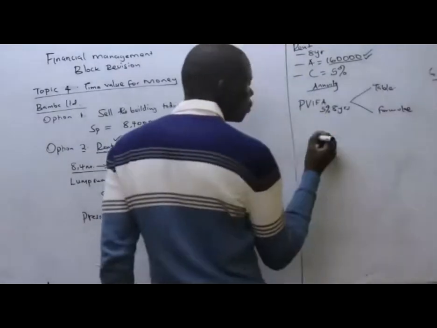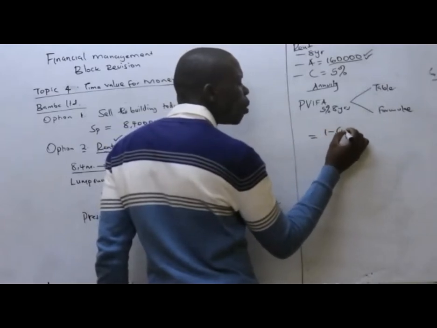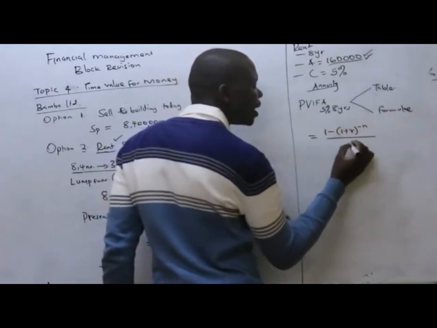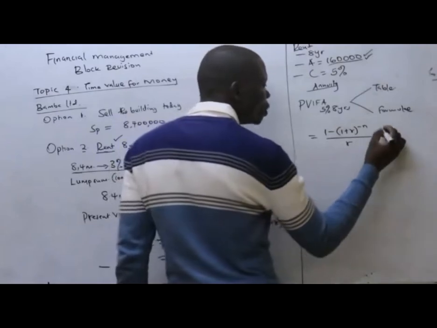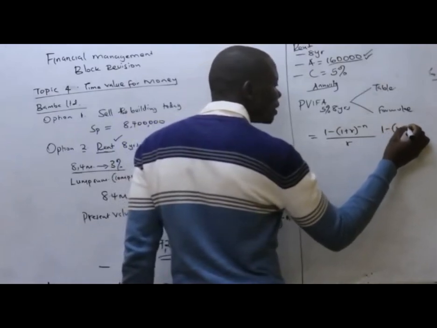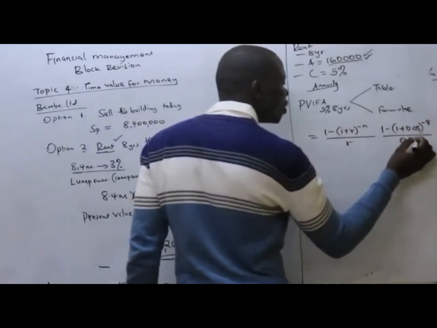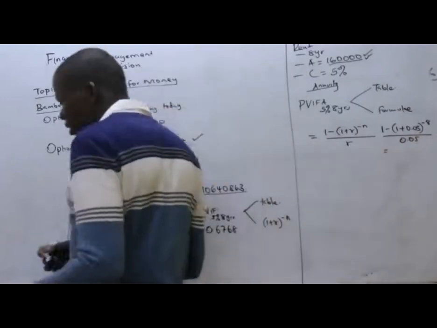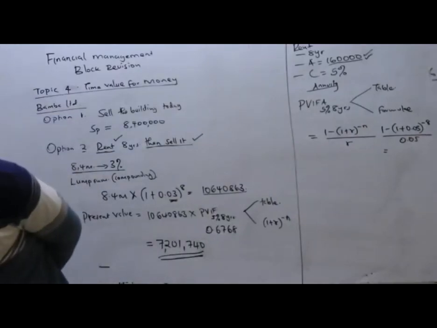In using the formula, we can say PVFA is equal to 1 minus (1 plus r) raised to power negative n, over r, right? Which will be 1 minus (1 plus 0.05) raised to power negative 8, over 0.05, to get your answer. Or you can use the table as well.